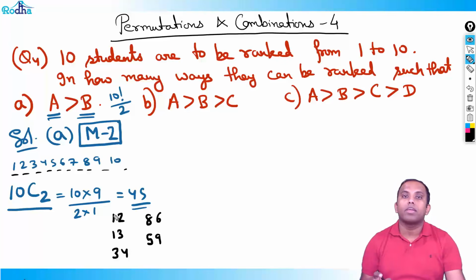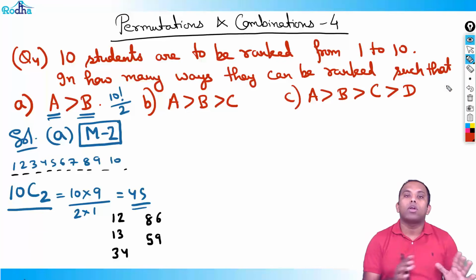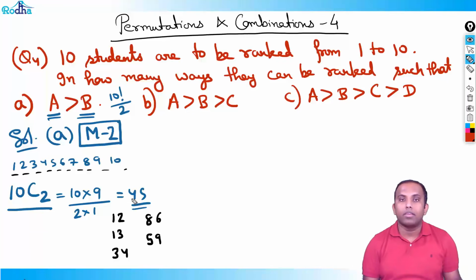We have discussed this thing: in combination, order is not important. How many different groups can I form? That's it. In those groups, order is not important. So I can form 45 different groups. And when we write 10C2, you can be absolutely sure that every pair has been counted. Every group of 2 has been taken. That is the meaning of 10C2.